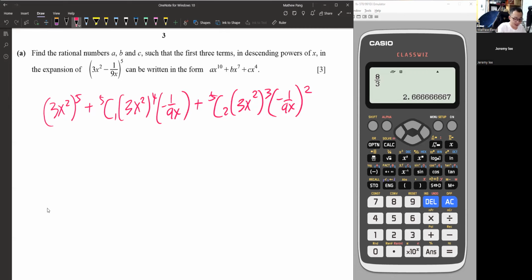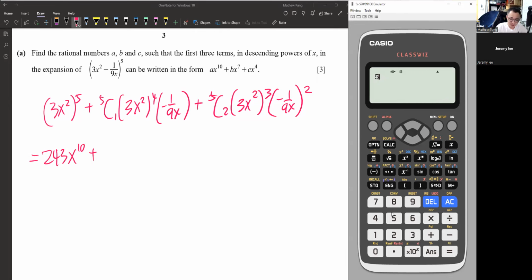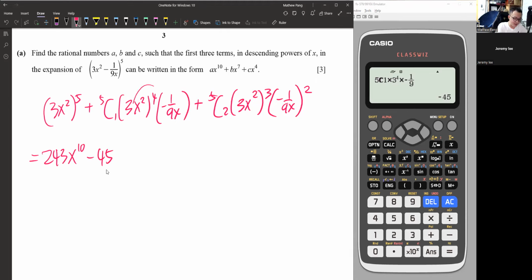Okay, so type in the calculator. 3 to the power of 5, you get 243, right? Yeah, 243. x to the power of 2 times power of 5 again, so it's x to the power 10. Then the next one is 5C1. 5C1 basically is 5, but I just type to show you. Okay, 5C1, multiply 3 to the power of 4, and then multiply negative 1 over 9 also. So I just type everything at once so that I no need to do 2 or 3 steps. 45. This is x to the power 8 divided by 1x, so it's x to the power 7. Okay, so the next one I will just type 5C2.